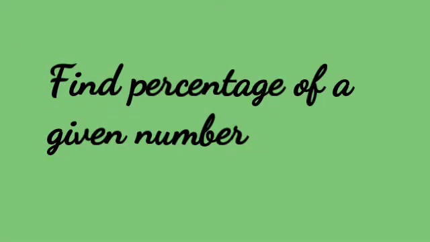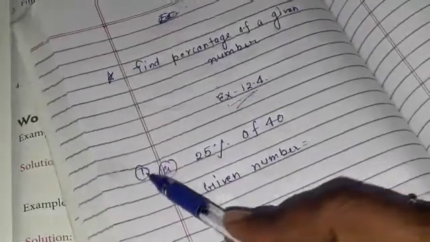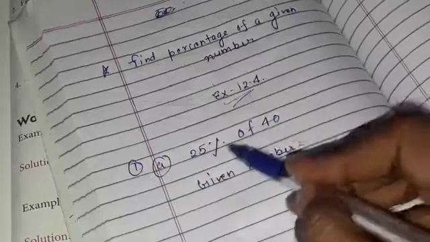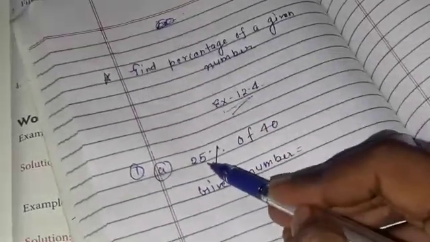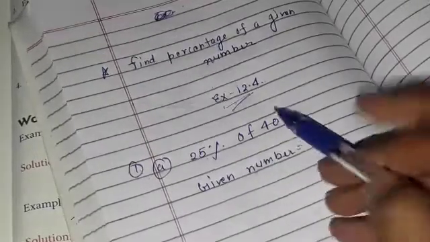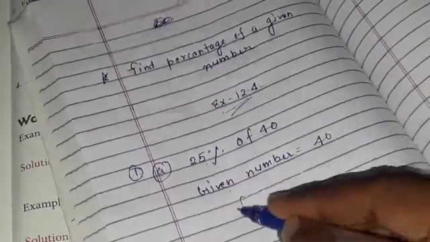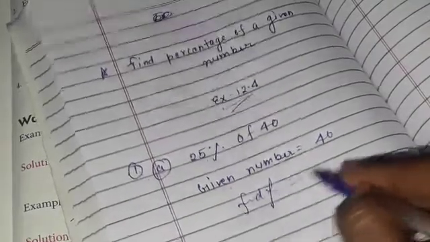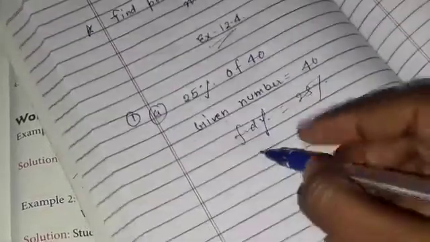Class, our next topic is find percentage of a given number. So in exercise 12.4 I am taking question number 1a part, which is find percentage of a given number. Here the question is 25% of 40. It means the given number is 40 and you have to find the percentage, 25%. So how do we find the percentage of 40?